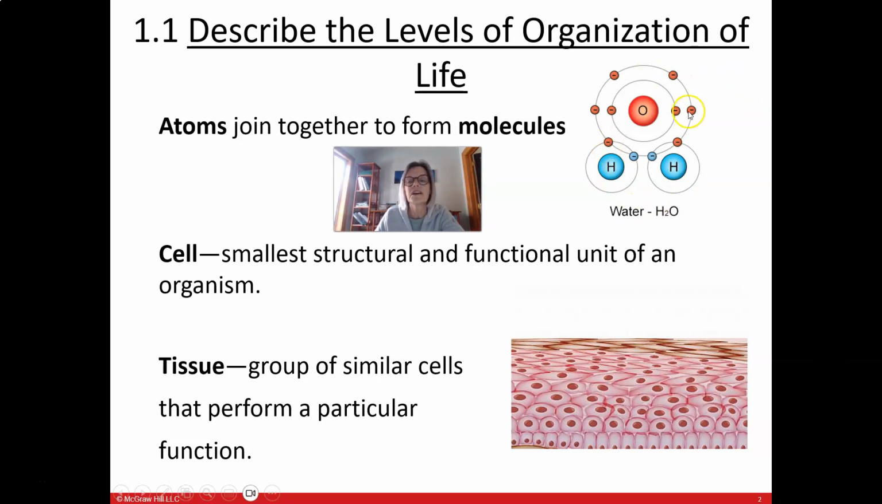And then these molecules come together to make cells. The cell is the smallest structural and functional unit of an organism, meaning it's the smallest thing that can be alive. A cell is going to be your smallest possible living unit. There are some organisms that are composed of just one cell and others that are multicellular, like us, made of lots of cells. So here's a cartoon of, I think this is actually supposed to be skin. Here, each one of these units is a cell making up the skin.